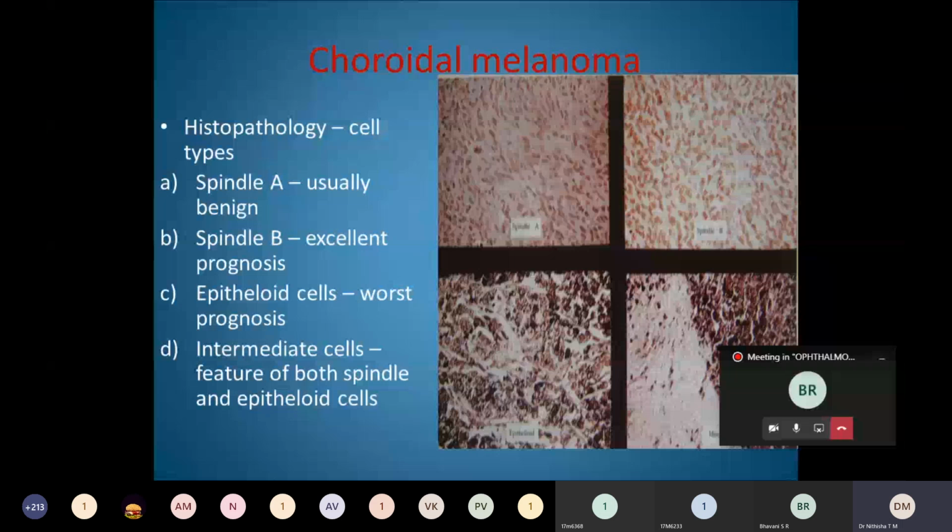In choroidal melanoma, you have typical characteristic spindle-shaped cells. Spindle A is usually benign. Spindle B has excellent prognosis. C is epithelioid cells, which has the worst prognosis. D is intermediate cells, which has features of both spindle and epithelioid cells.